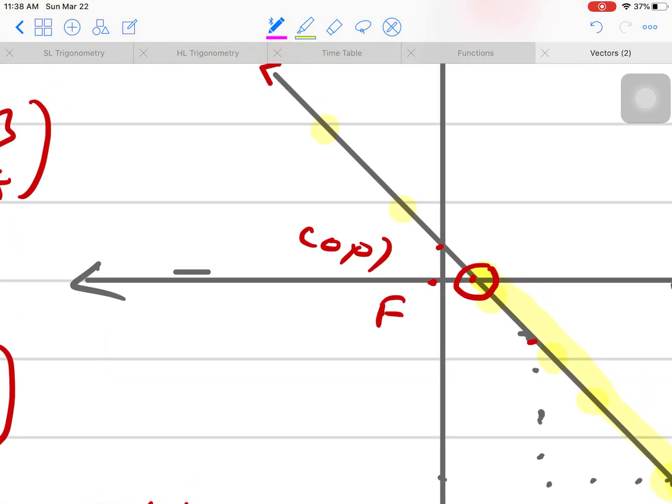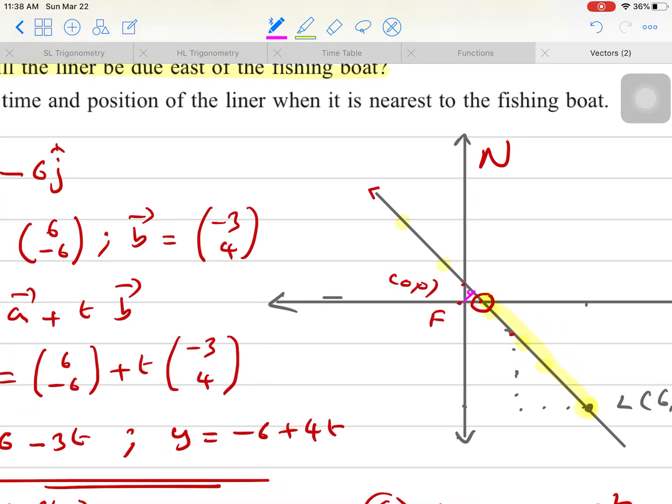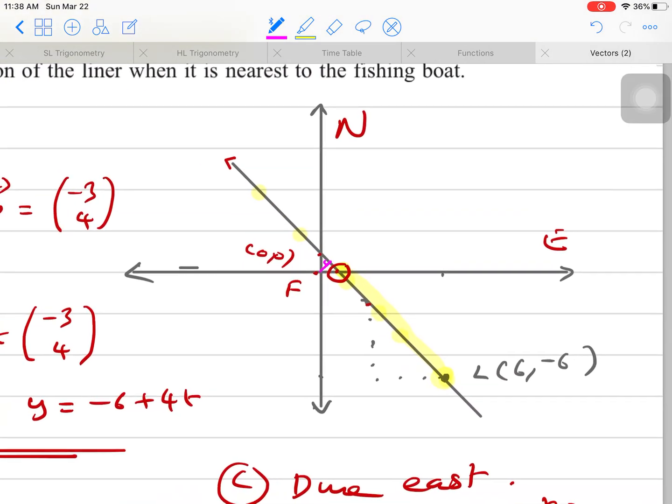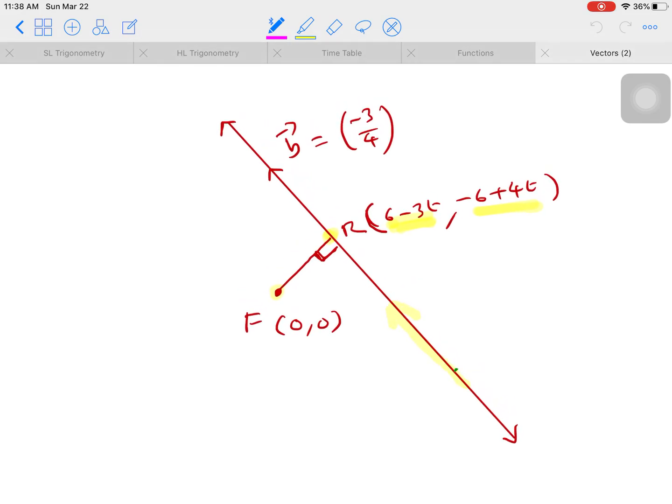So the nearest will be the perpendicular distance. Like that, right? That's the distance. That's the position they are asking for when it is nearest to the fishing boat. So theoretically, if you approach that, they are asking you to find the foot of the perpendicular from F to the line. So I'm going to redraw that. Okay, so here I have already drawn that. So this is the path along which the liner is going.